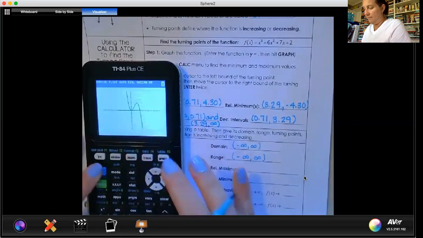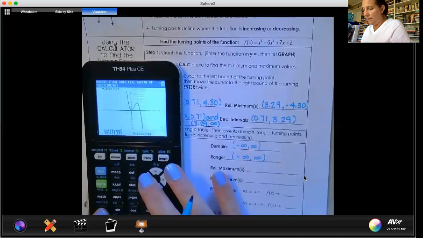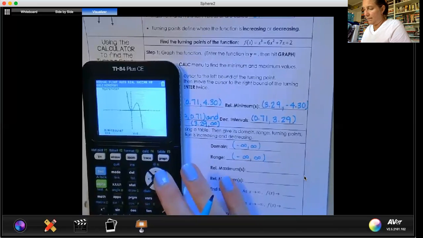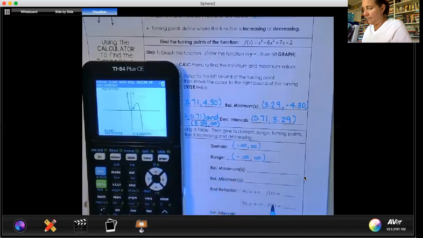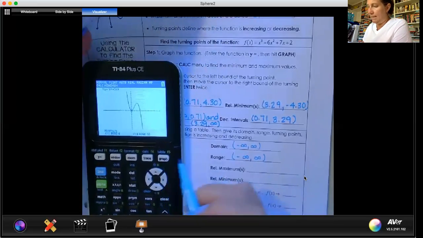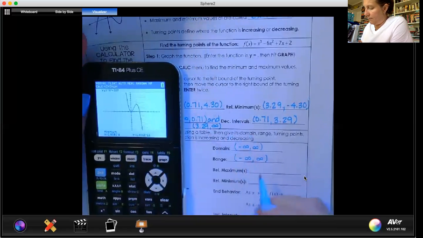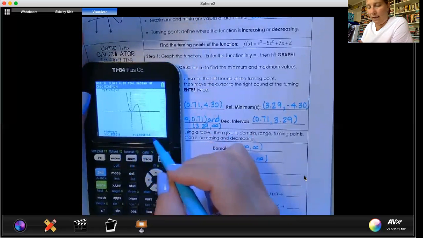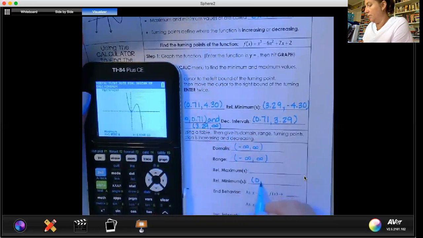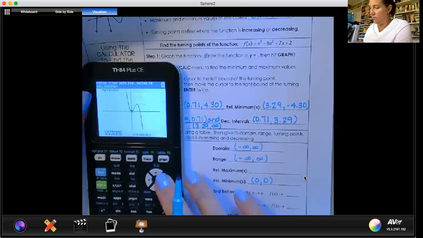So I'm going to do my minimum first: second trace 3, left, right, and enter. And it's at 0, 0. That -6 and -11 lets you know that it's scientific notation with 6 zeros and 11 zeros. It's 0, 0. Make sure you put it in the right place. Maximum: second trace 4, left, right, and enter. 2, 4.